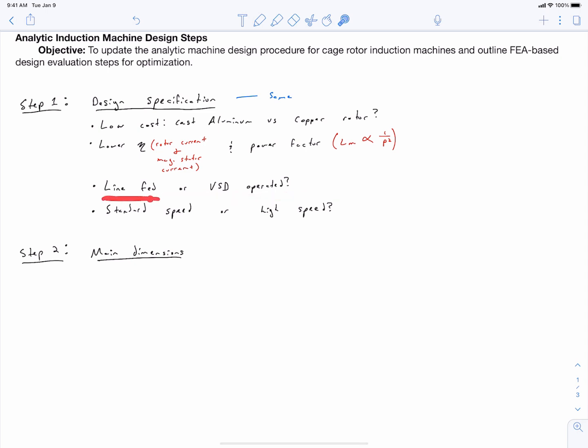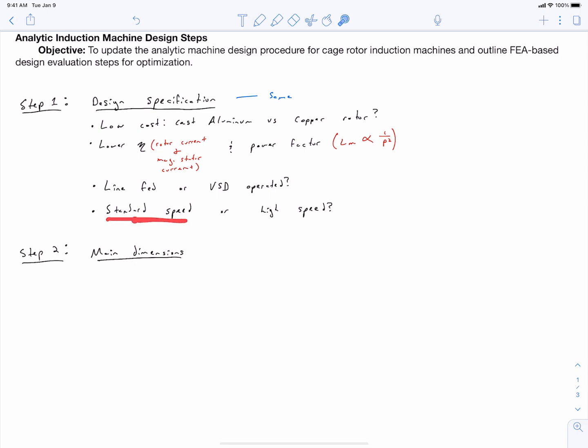If you're operating off of the line, you need to be very careful that your torque slip curve avoids significant local minima and maxima, like we talked about, so that you avoid your rotor getting stuck at a speed you don't want it stuck at, so that you can always reach your breakdown torque. If it's a variable speed motor drive, you have some more leeway here because you can customize this torque speed characteristic using your variable speed motor drive.